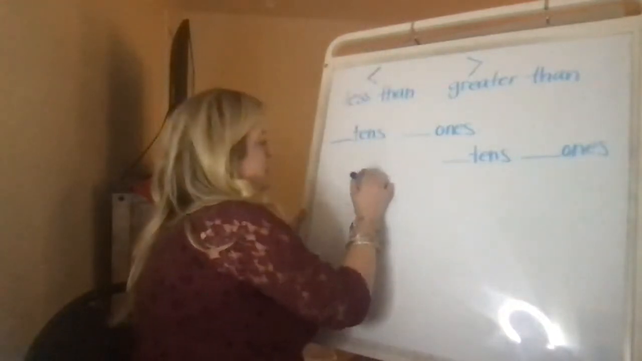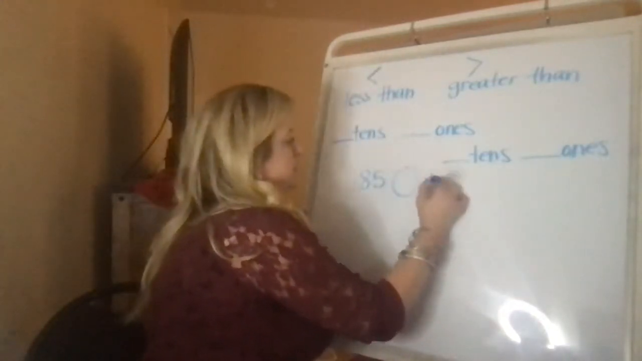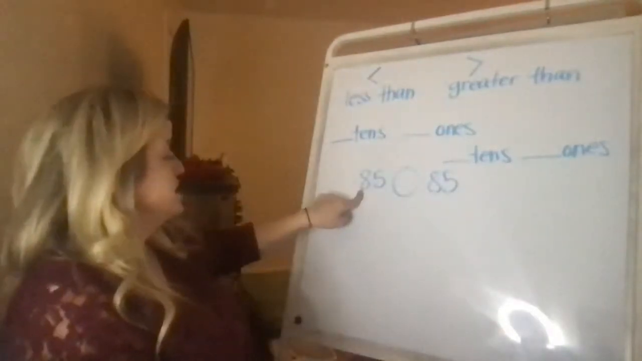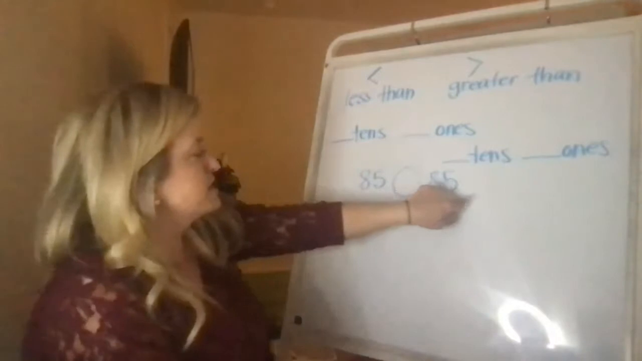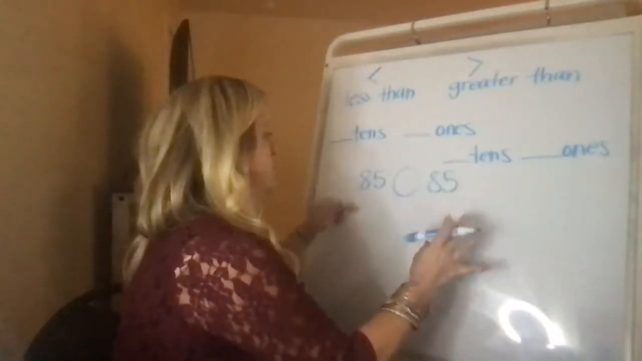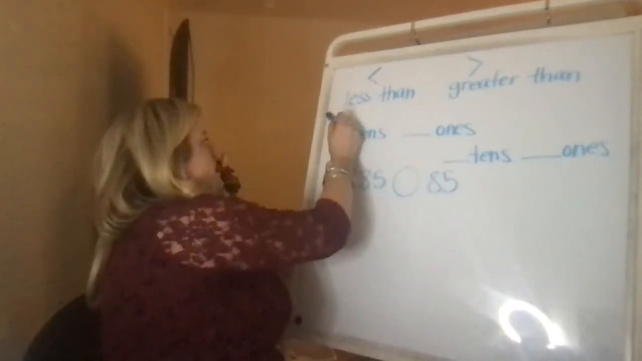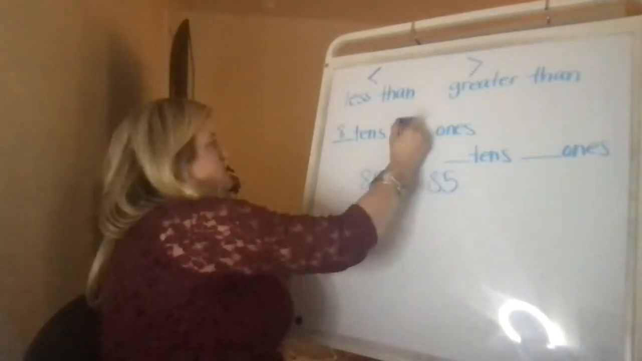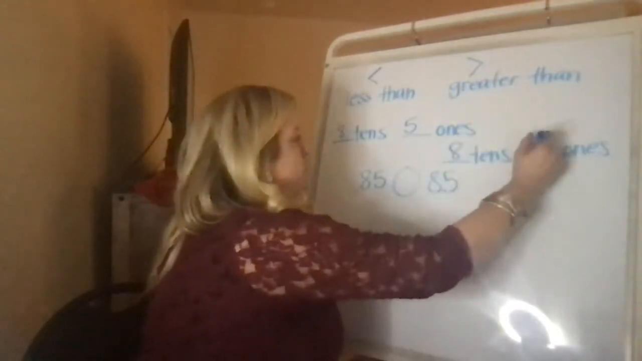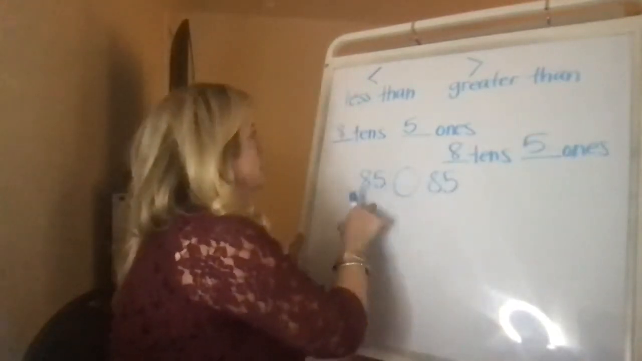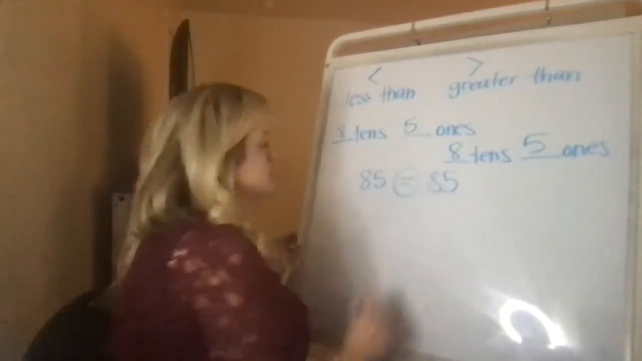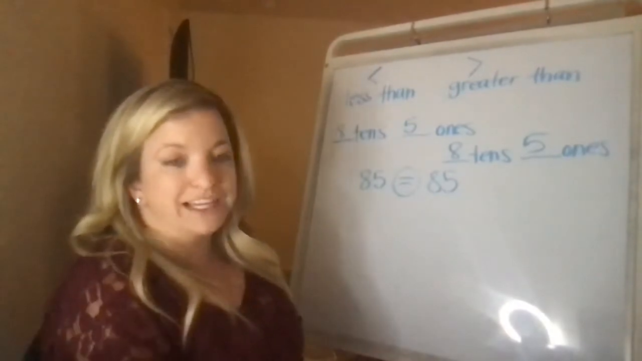All right, they give you 85 and then they give you a circle and 85. So what they want you to do is write in how many tens and ones go here, how many tens and ones go here. Your book has these on 2 separate lines, but I ran out of room. So this number first has 8 tens and 5 ones. This one also has 8 tens and 5 ones. So one is not less than the other, one is not greater than the other, they are equal. So in that circle, you're going to put an equal sign.